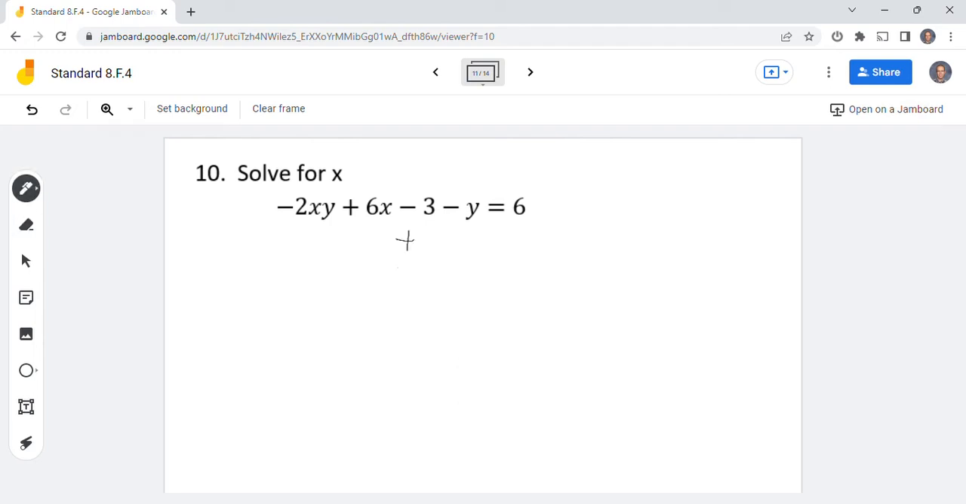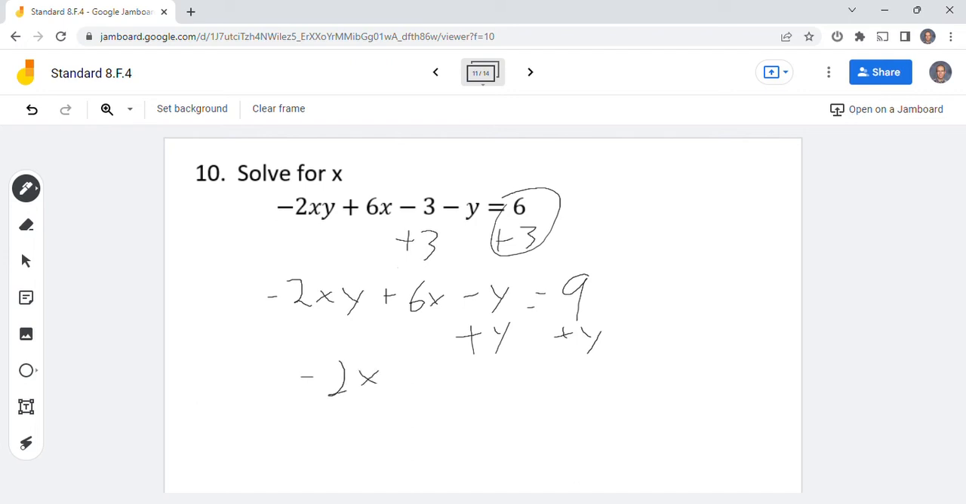So let's get rid of them like we've been doing with the other questions. We're going to add 3 to this side. We have negative 2xy. We have 6x still left. We have a negative y, and over here 6 plus 3 is 9. Now we're going to get rid of this negative y by adding y. Get that over here. We have negative 2xy plus 6x equals 9 plus y.